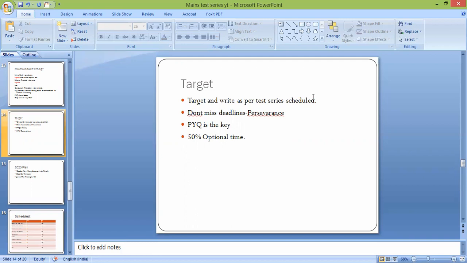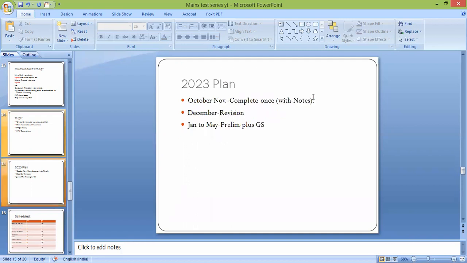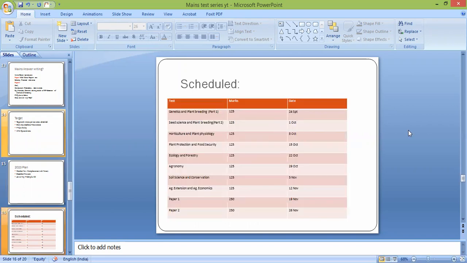And presently you can give 30 to 40% time. Newcomers can give up to 50% time for the optional. And next, regarding October and November, please try to make notes and revise. If possible, join the series and write this, so that after January you will completely focus on GS. So before that, try to complete all these things.